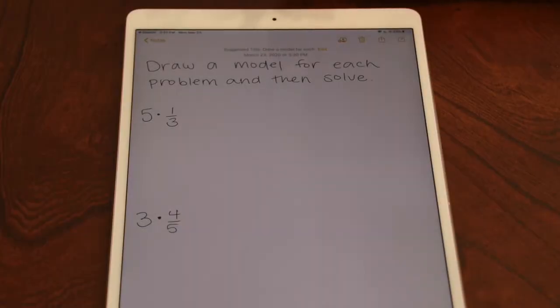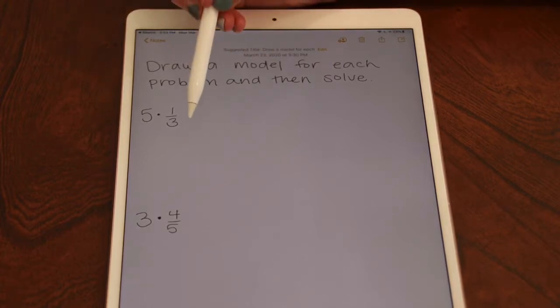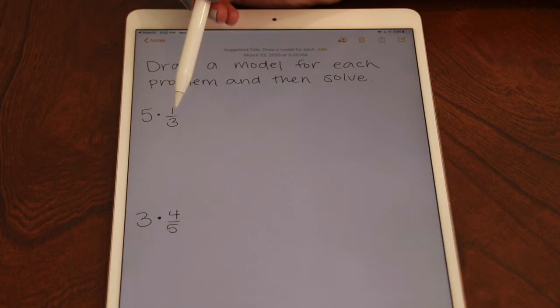Hey class, we're going to be learning about the same thing that we were yesterday. We're learning how to multiply a whole number by a fraction. So the directions say draw a model for each problem and then solve. So the way I draw my model is like what we did yesterday. I need to draw 1/3 5 times.